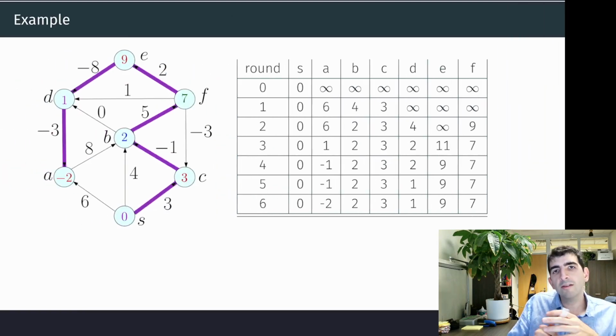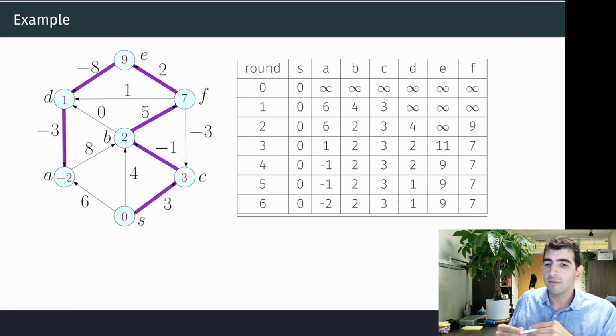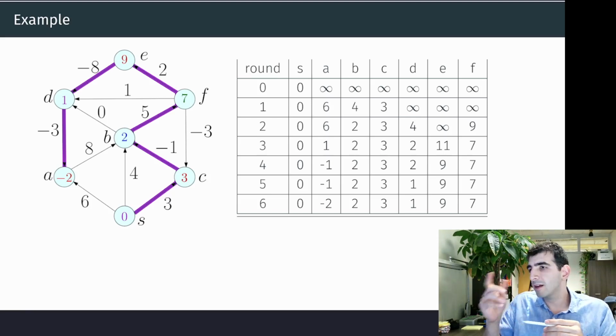Okay, so that's how the Bellman-Ford algorithm works. And in the next section, we're going to discuss its running time and look at its code.